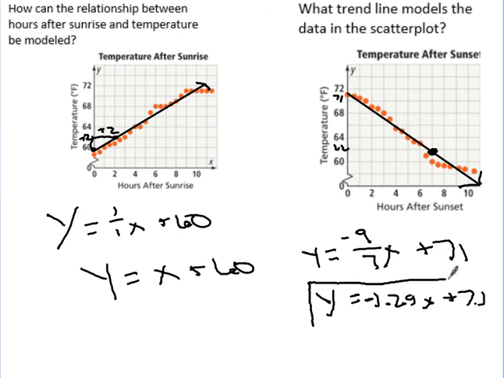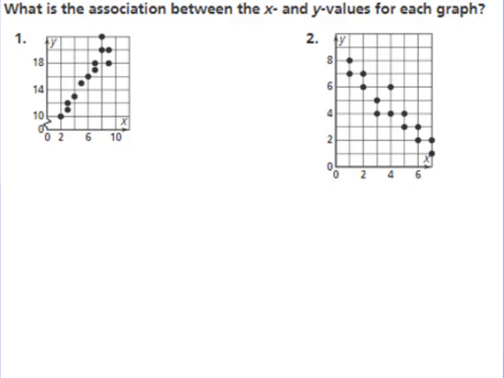So you should have somewhere around negative 1.3. Maybe you had 1.2. Maybe you had 1.5. Okay, 1.4. Somewhere in that general ballpark, though. And you should be starting around 71. Okay. So for a scatter plot, we draw a line that goes with the direction of the data. That's the trend line, also known as a line of best fit. And then we write the equation of that line.